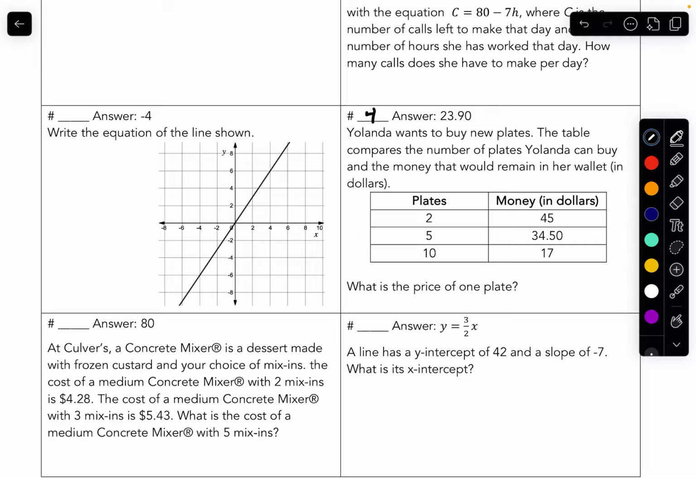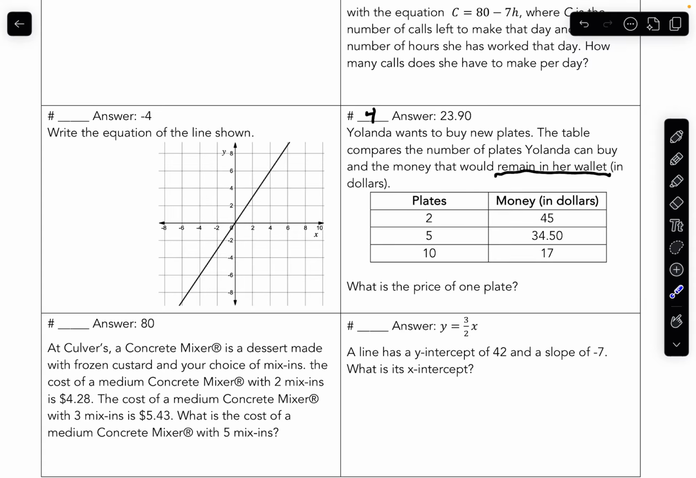So Yolanda wants to buy new plates. The table compares the number of plates Yolanda can buy and the money that would, keyword here, remain in her wallet in dollars. So after buying 2 plates, she only has $45 left in her wallet. After buying 5 plates, she has $34.50 left in her wallet. After buying 10 plates, she has $17 in her wallet.